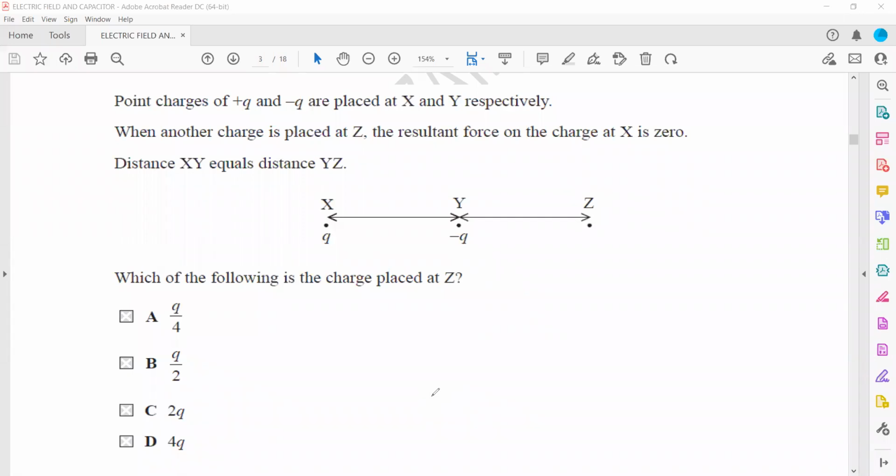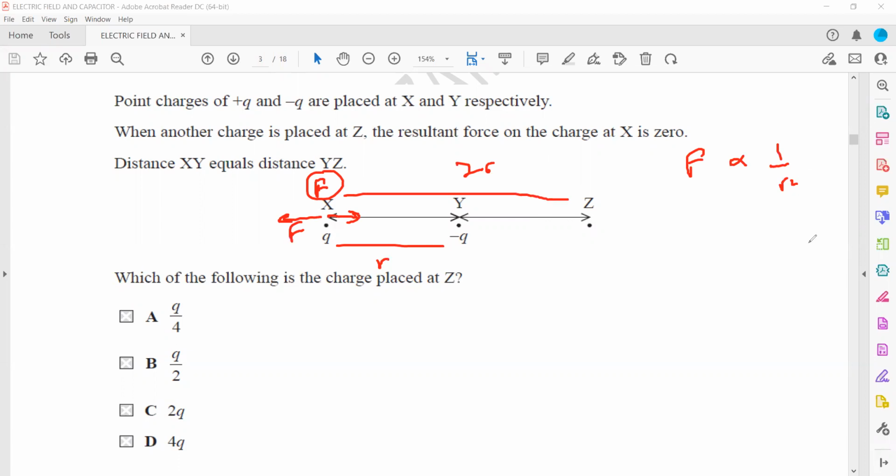Or simply you can also understand, we want the force F in both cases. Here the distance is R, but here the distance is twice. It is inverse square, so if the distance is double, the force will decrease by 4. We want the force to be the same, so how can the force be the same? The force must increase by 4. The change in the charge should increase the force by 4.